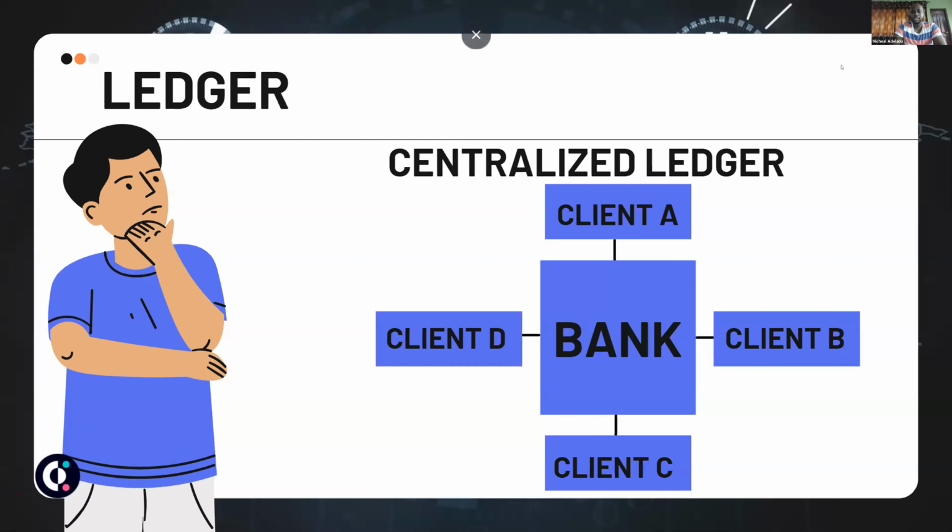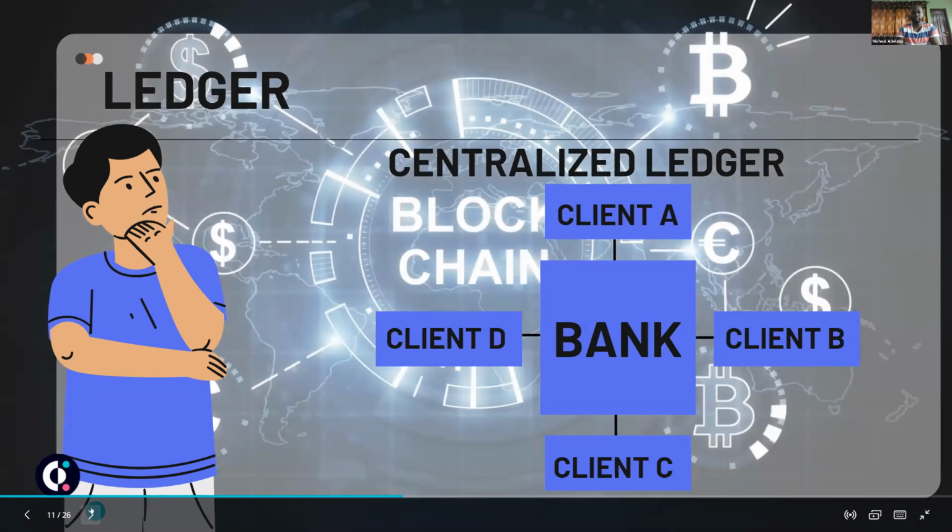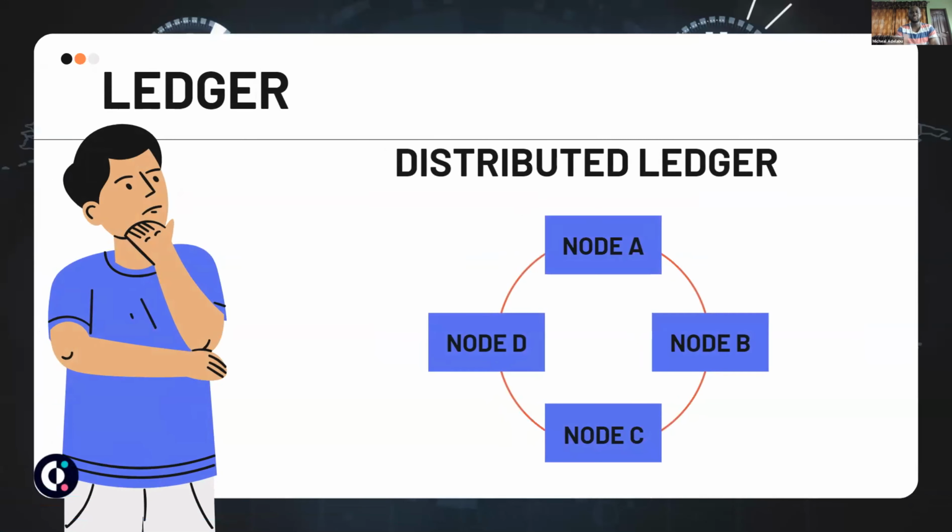Now, you can see here, client A, client B, client C, client D are all connected to what? This central body, which is called the bank. Now, this is where the decentralized ledger comes in. In the decentralized ledger, you can see here that node A is connected to B, is connected to C, and is connected to D without any middleman. So blockchain is all about removing the middleman from your day-to-day activities.